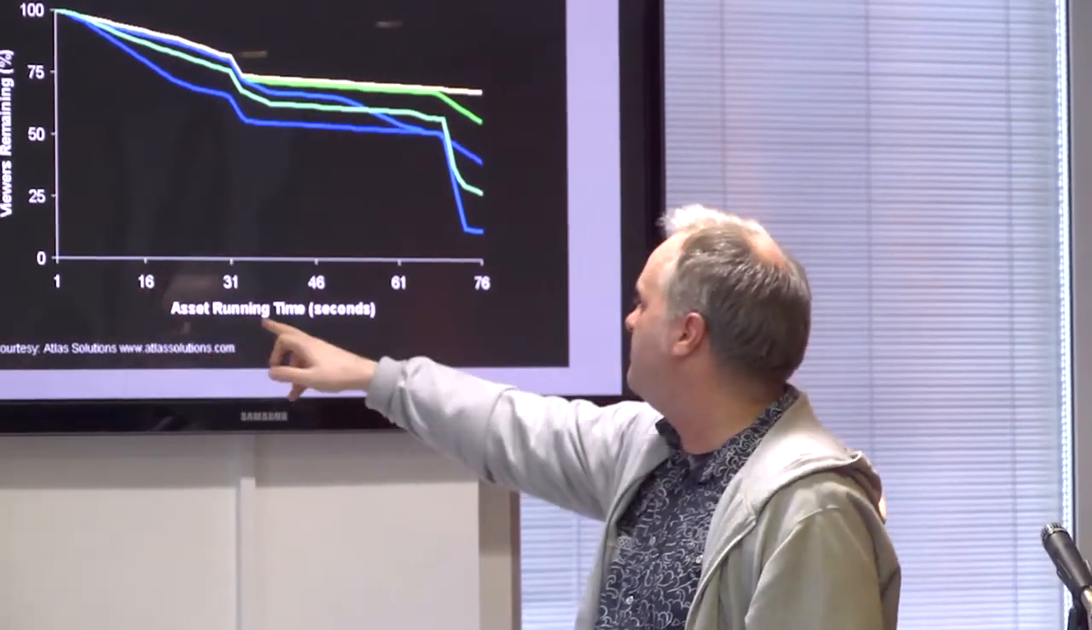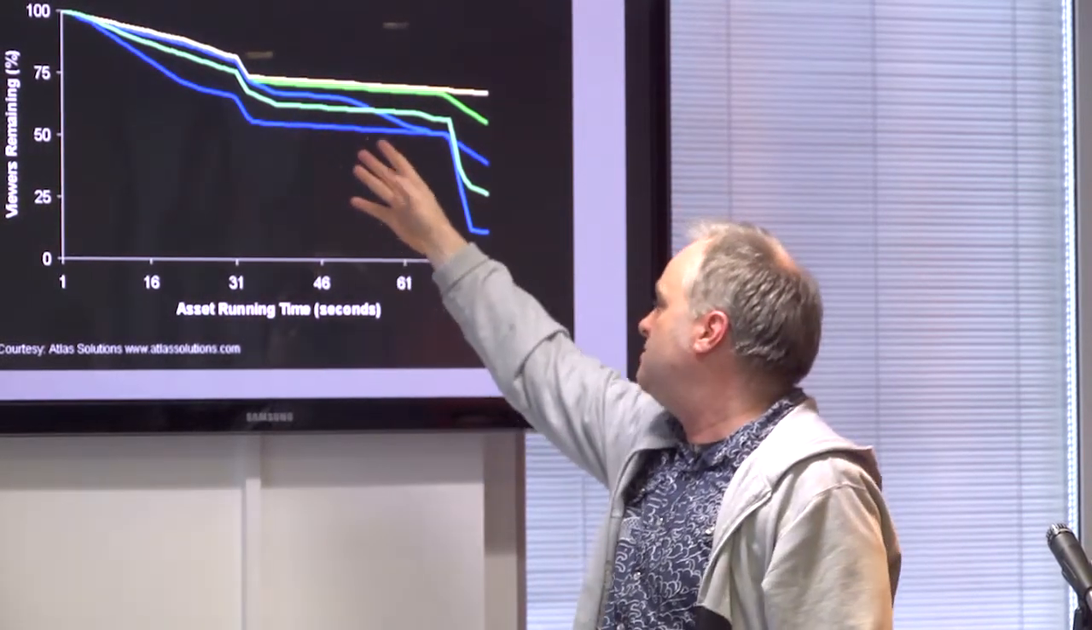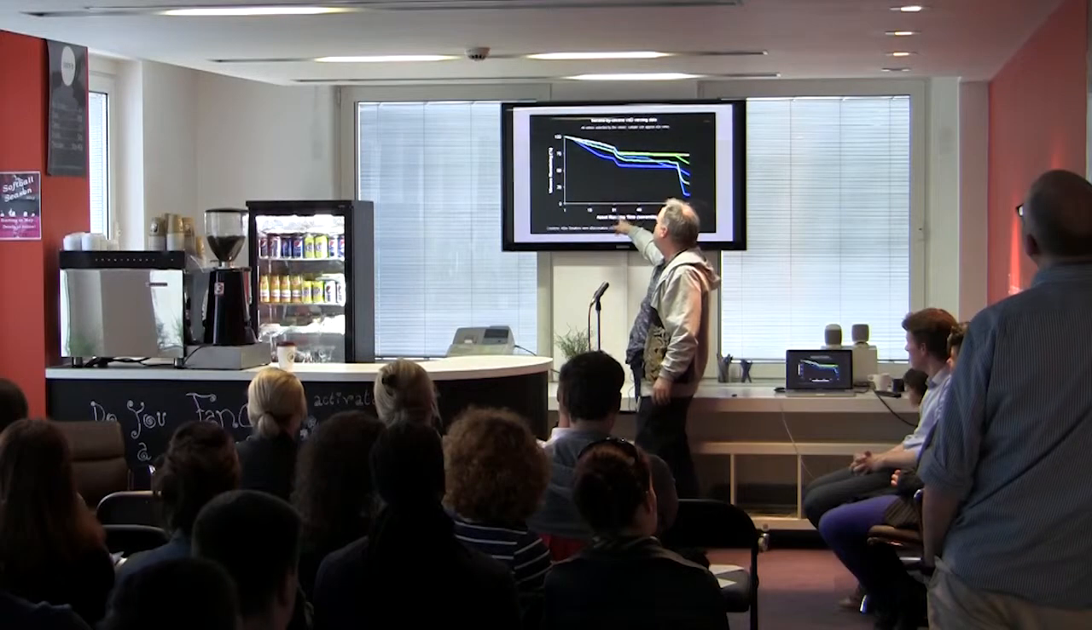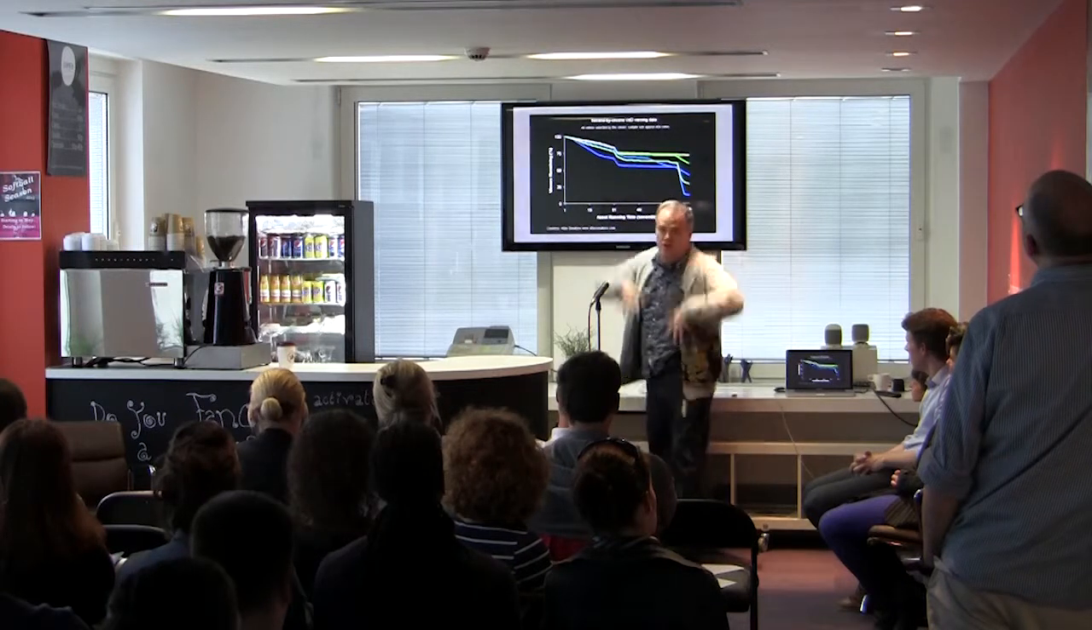So at the beginning of each of the videos, obviously we've got 100% of the viewers watching the videos by definition. But then what happens? All of them start drifting downwards. 31 seconds in, they all kind of lurch down.